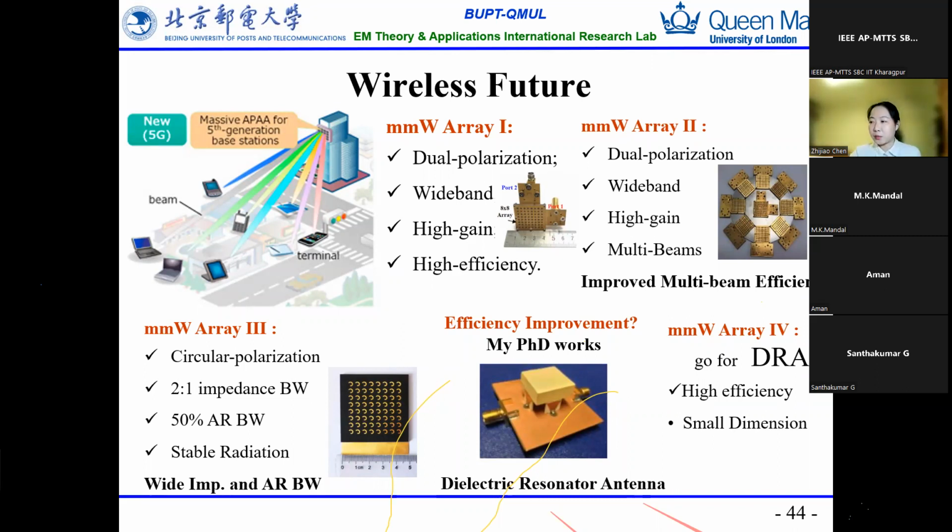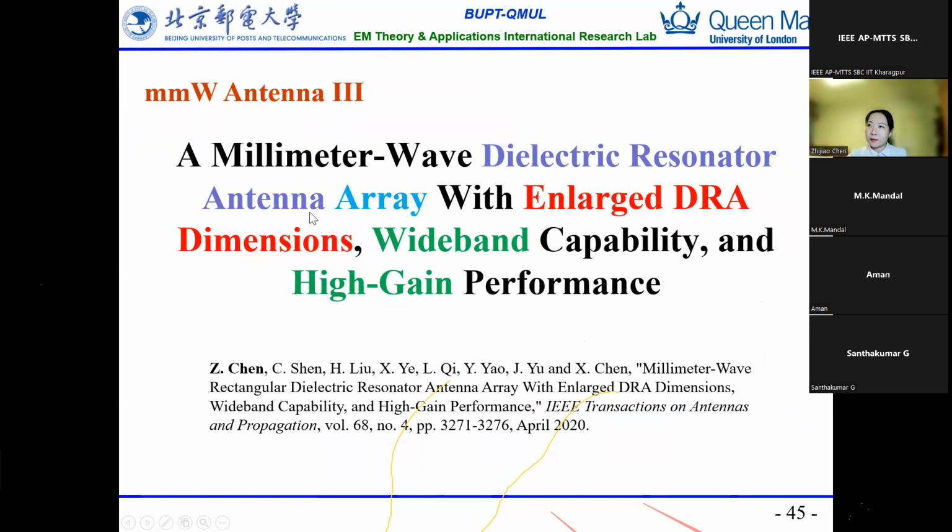directly be designed for the millimeter wave, because usually the DRA has a narrow band, and if we want to achieve a wide bandwidth, multi-mode excitation is essential. Also, if we move to the millimeter wave, it will result in a small dimension. So in this way, we propose a millimeter wave dielectric resonator antenna array with enlarged DRA dimension, wideband capability and high gain performance.